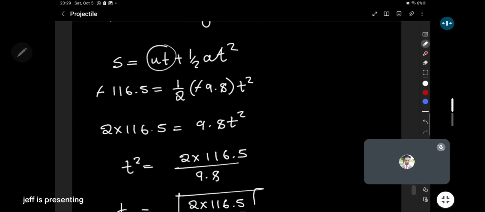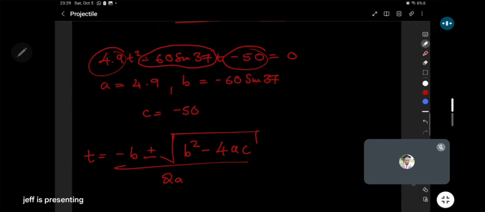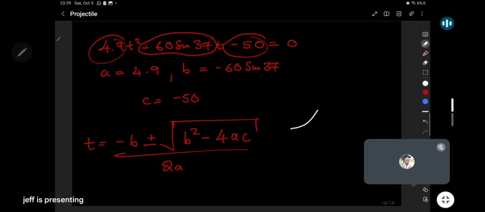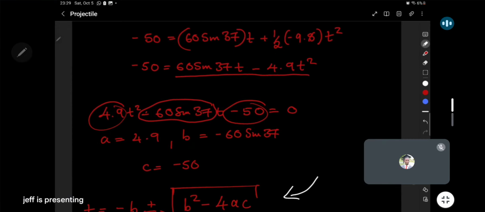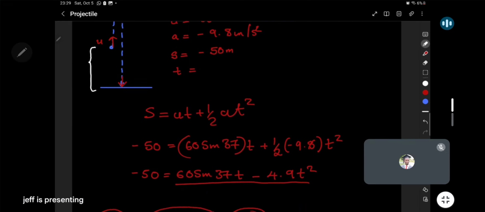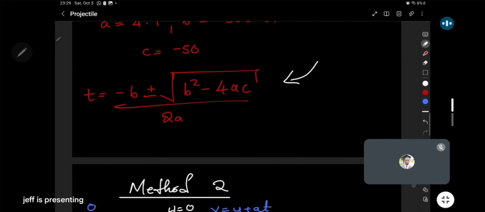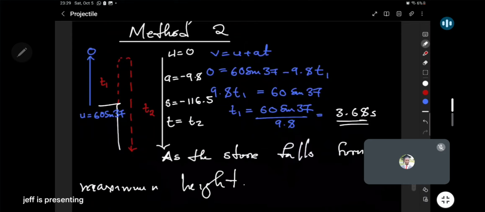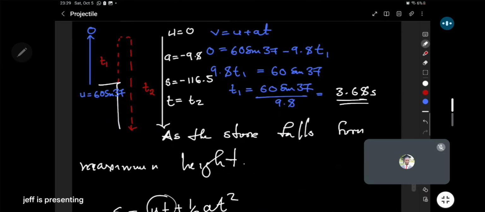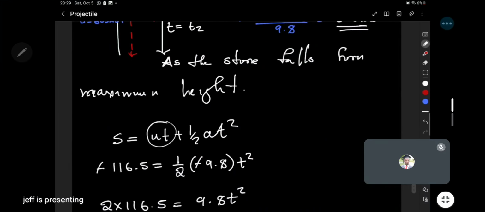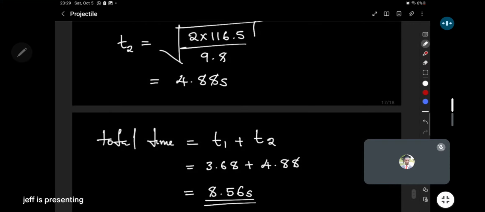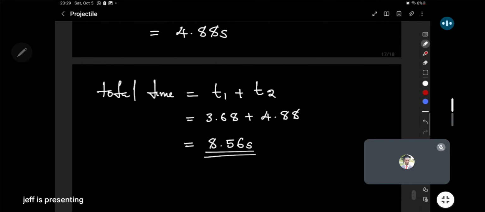So either approach here could have worked to give us the time. One results in a quadratic, but it is direct. No need for t1, t2 and adding. The other one requires us to split it into two parts and then find the times for each part. So you can use whichever you're comfortable with.